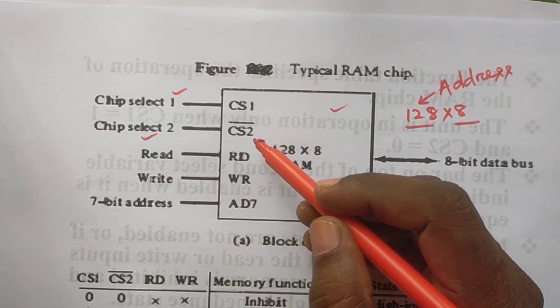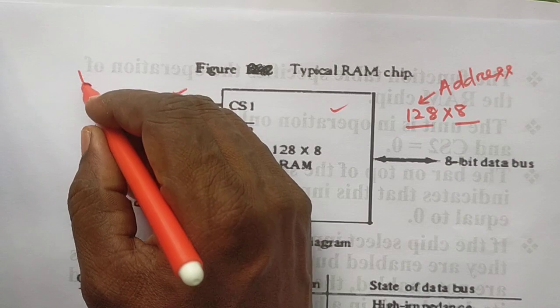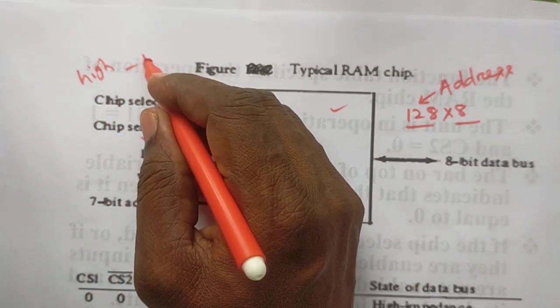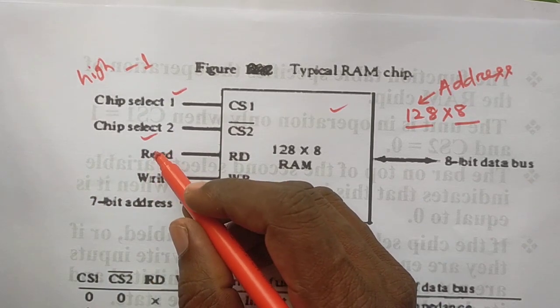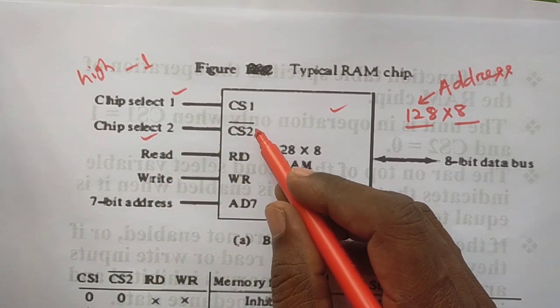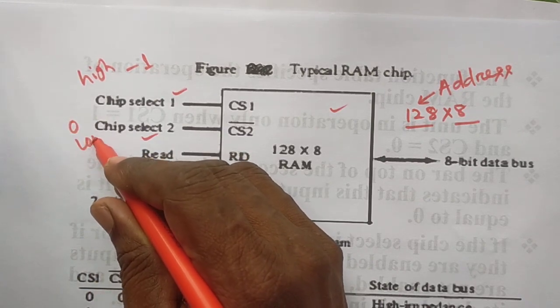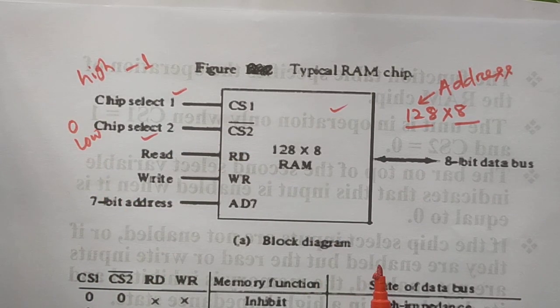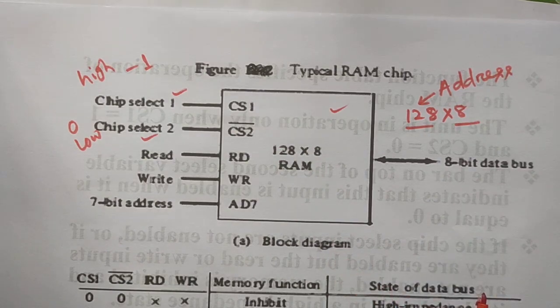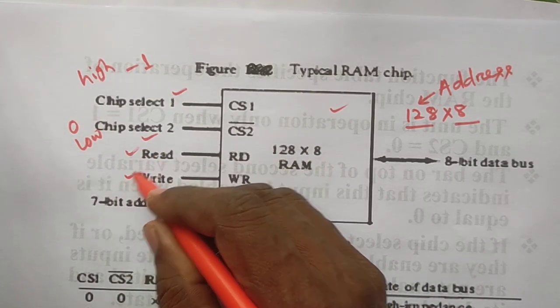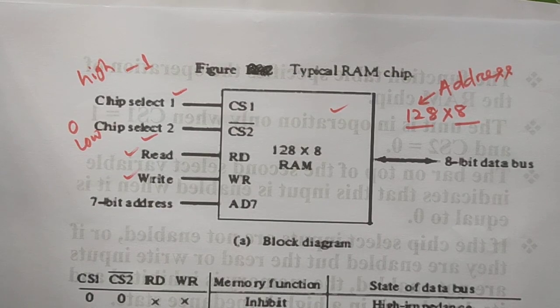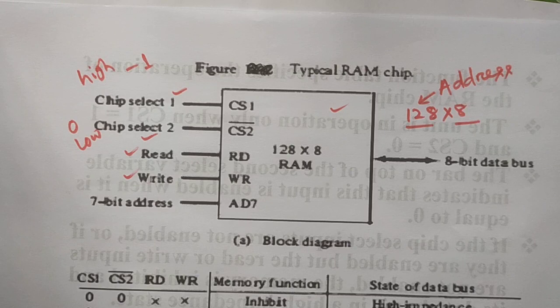Okay, and if you go through CS1, it is high. We can write it is high, identified by 1. If you go through chip select 2 or CS2 complement, it is a 0. So we can consider it as low. Okay, so CS1 is high and CS2 complement is low, that is 0. Those two selects choose either read or write, depending on that. How it will choose, we will discuss that part.